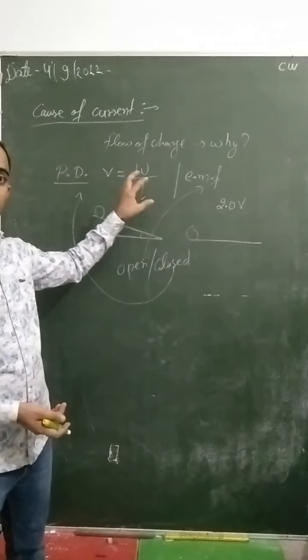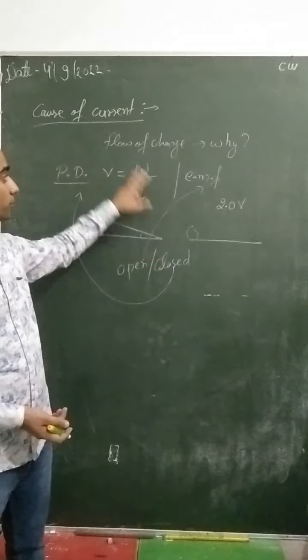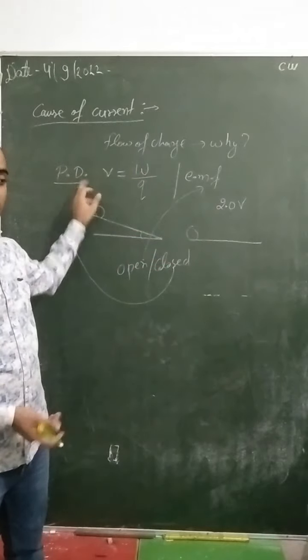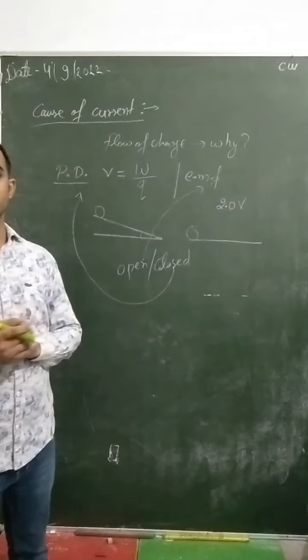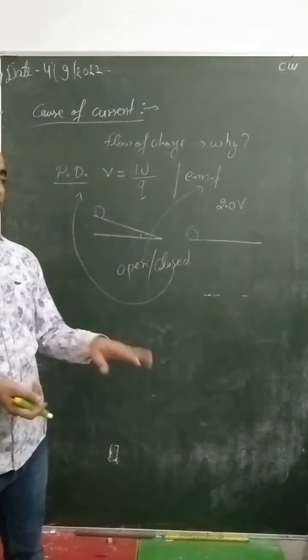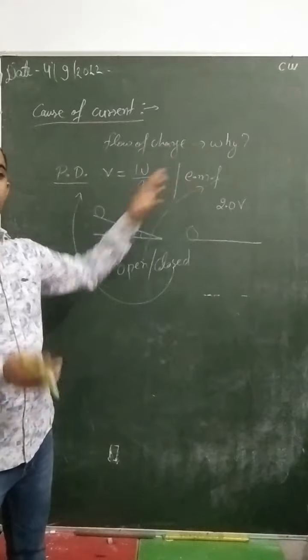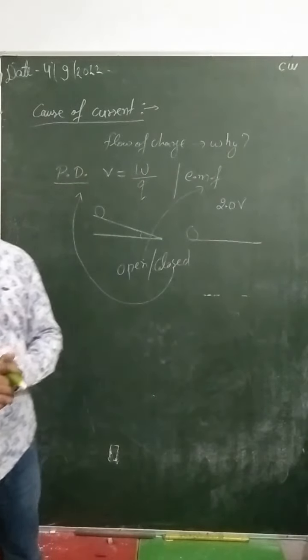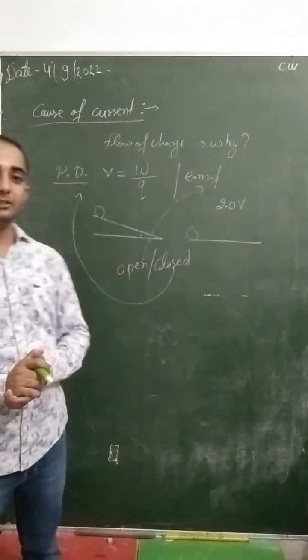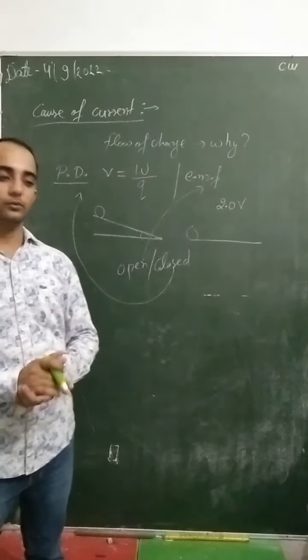So the reason of current, clear now? The reason of current is potential difference. Whenever there is a difference between two levels, then an object can flow. Similarly, charge can also flow when there is a difference between potential at two points. So that potential difference is responsible for the flow of charge.